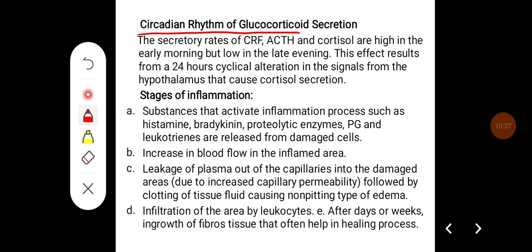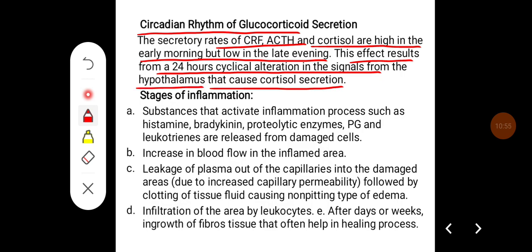Circadian rhythm of glucocorticoid action. The secretory rates of CRF, ACTH, and cortisol are high in early morning but low in late evening. This effect results from a 24-hour cyclical alteration in the signals from the hypothalamus that cause cortisol secretion.